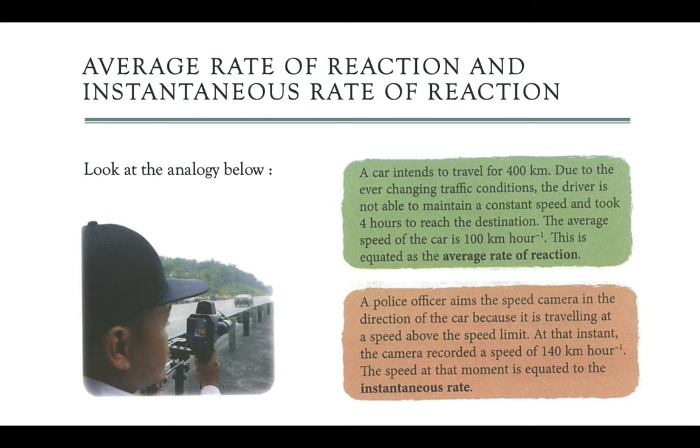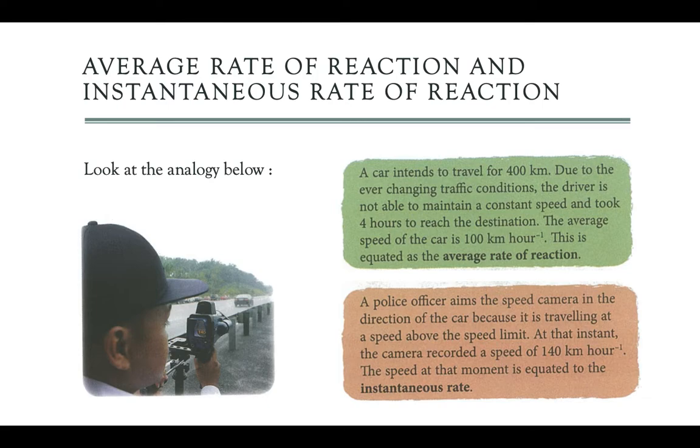Alright, for the second situation here, a police officer aims the speed camera in the direction of the car because it is travelling at a speed above the speed limit. At that instant, the camera recorded a speed of 140 km per hour. So the speed at that moment is equated to the instantaneous rate. So instantaneous rate, actually it is referring to the rate of reaction at a particular point of time.